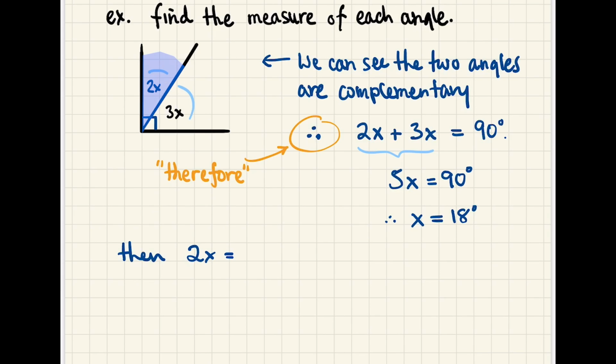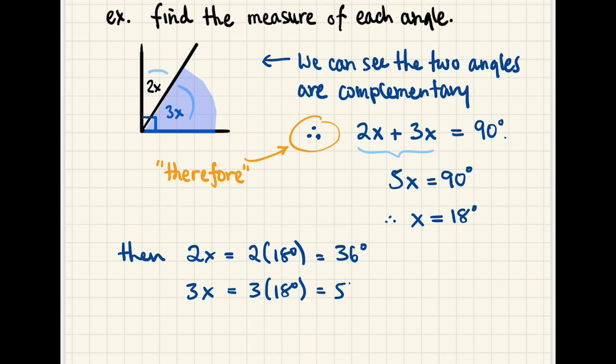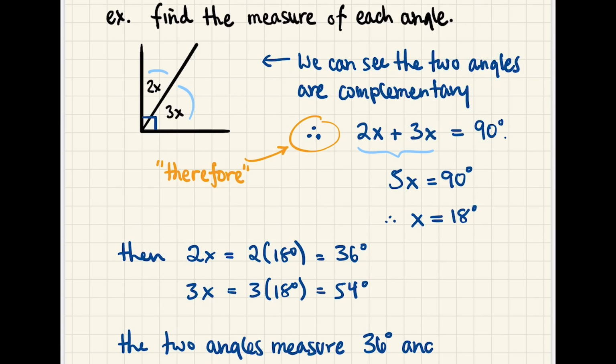So the 2x angle is 2 times 18 degrees, which is 36 degrees. And the 3x angle is 3 times 18 degrees, which is 54 degrees. So our conclusion is that the two angles measure 36 degrees and 54 degrees. And there we are.